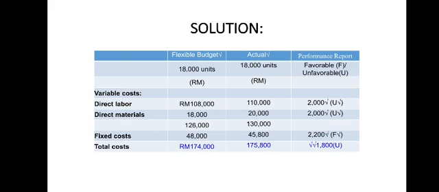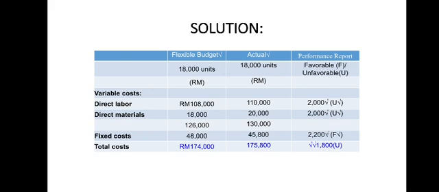For the direct material cost, you can see the same thing. When you prepare the performance report, first you have to calculate the difference. So in this sample question, the difference is 2,000, and then you have to check the situation. Is it favorable or unfavorable? Here the actual cost is higher than the budgeted cost. So the situation is U, or unfavorable.